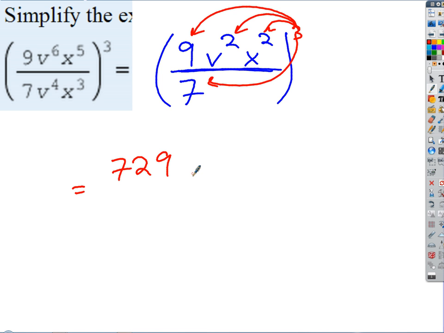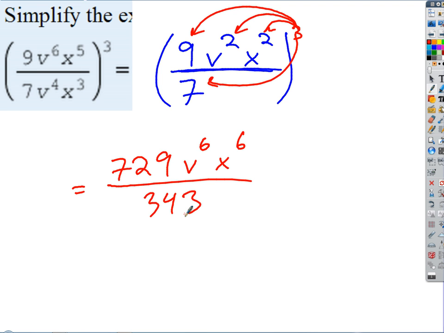6. If we take a power to a power, we multiply. If we multiply like bases, we add, right? But this is different. We're taking the power V squared to the power 3. Power to a power, we multiply. So V to the 6th, x to the 6th over 7 cubed, which is 343. So that's our final answer.